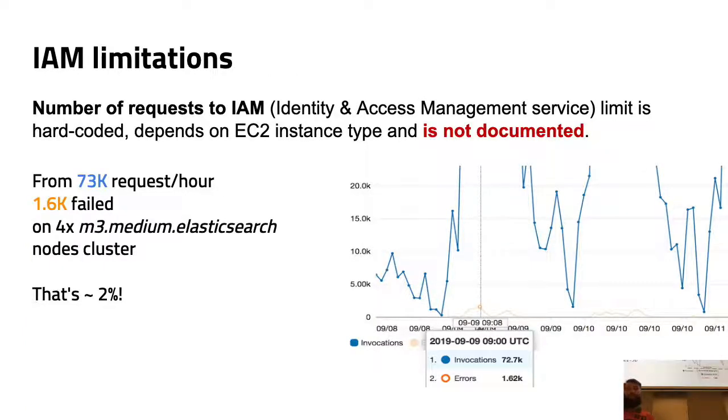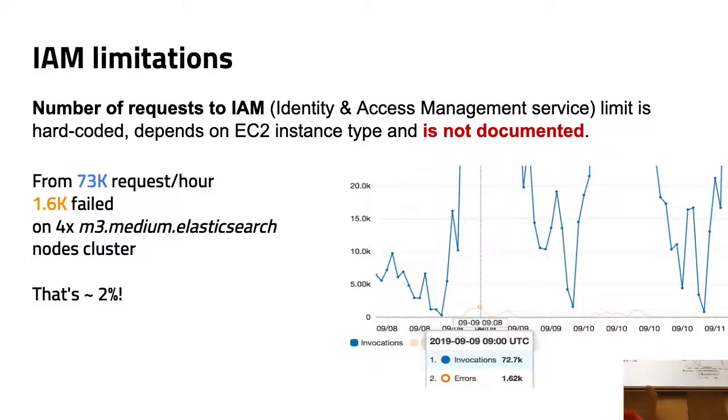The IAM identity management service that is in front of your Elasticsearch in AWS sometimes introduces unpredictable behavior, because they have internally hard-coded configuration settings for a cluster, which depend on instance types, and sometimes you will hit the limits of IAM before you would hit the limits of the capacity of your cluster.